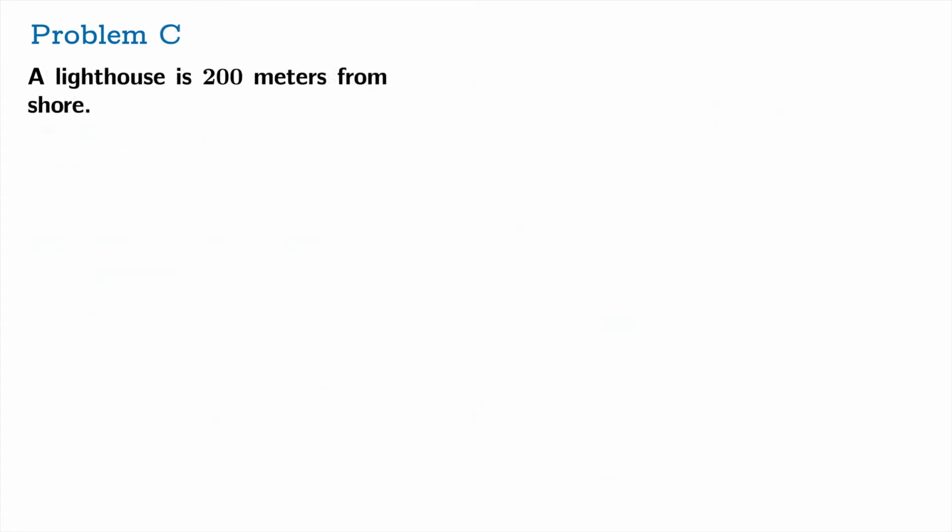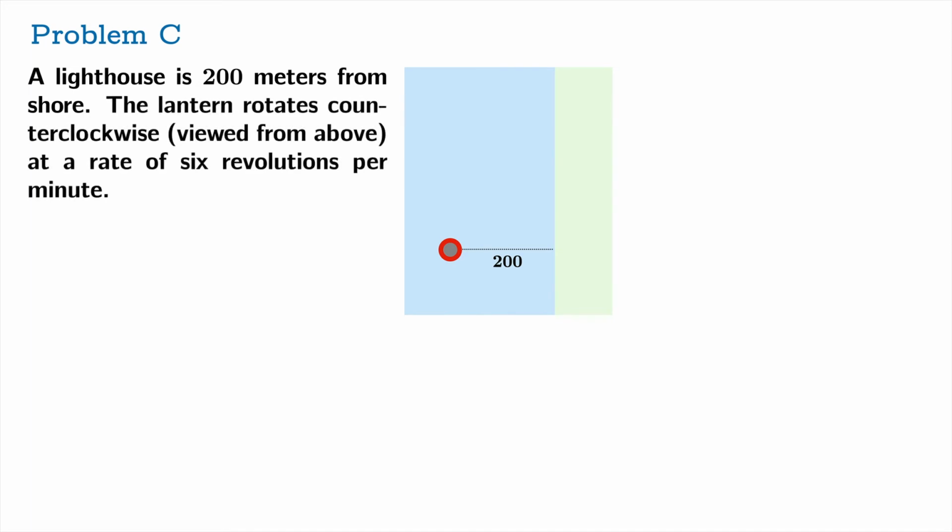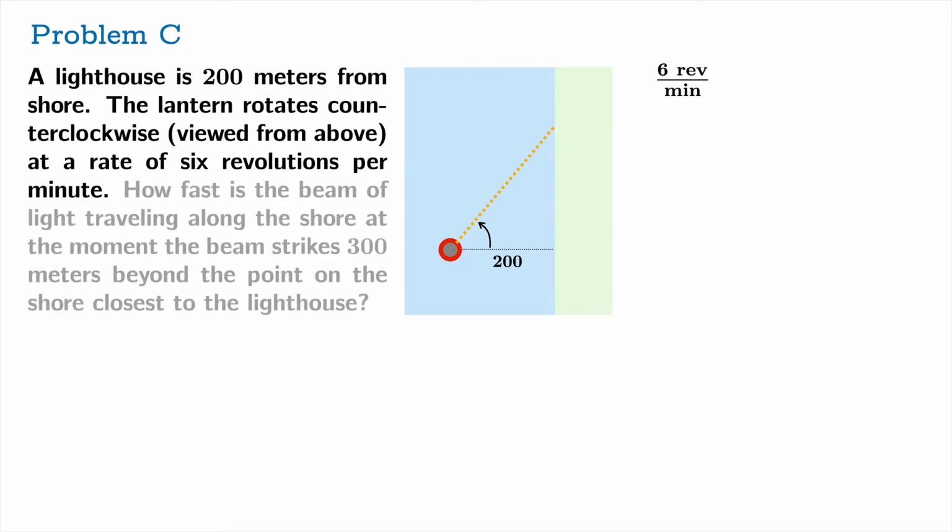Final problem. A lighthouse is 200 meters from shore. So we'll have a little diagram here. There's some water, there's the shore. We're looking straight overhead, so that's our lighthouse, and it's 200 meters from shore. The lantern rotates counterclockwise viewed from above at the rate of 6 revolutions per minute. So we're just going to put 6 revolutions per minute on the side there. A revolution is not a measure of angle, so I'm not willing to call that d theta dt quite yet, but we'll come back to that.